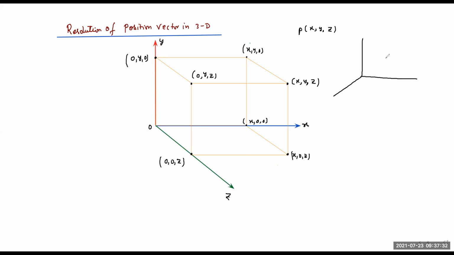Imagine this is the point, and if you drop a perpendicular, it is somewhere here. If you draw a further perpendicular on the x-axis, it is here. If you draw a perpendicular on the y-axis, it is something like this. This is 3D, so it's difficult to imagine. Now if you try to complete it, it will become a cube like this.